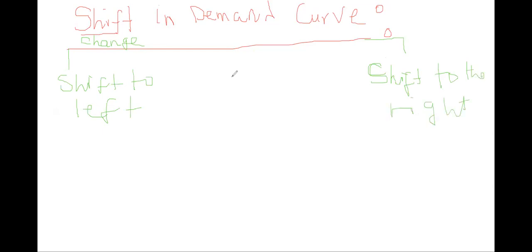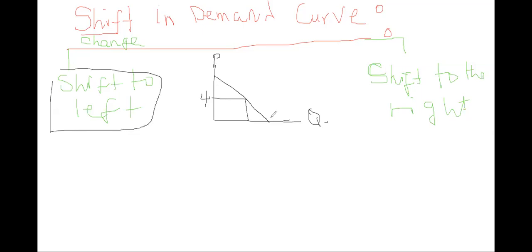So let's say the original demand curve was like this. Here we have price, the P, and here we have quantity demanded. Let's say the price is 4. This was the original one. First, this is our original position, and let's call this curve D0.